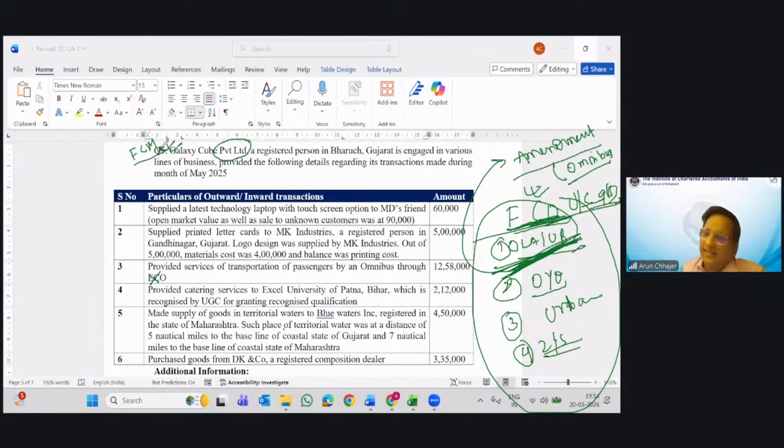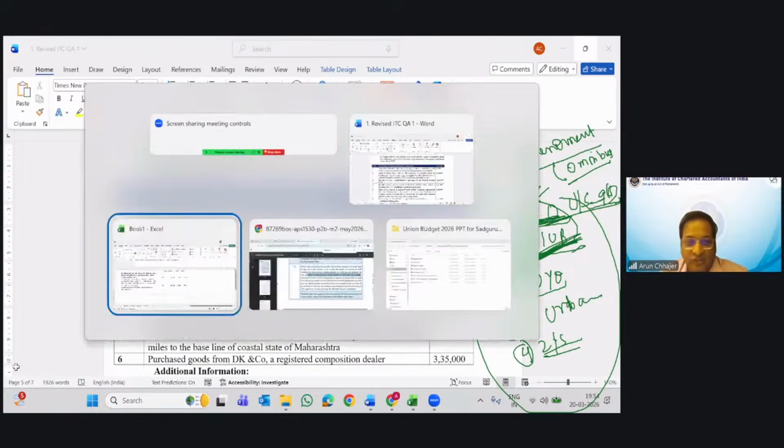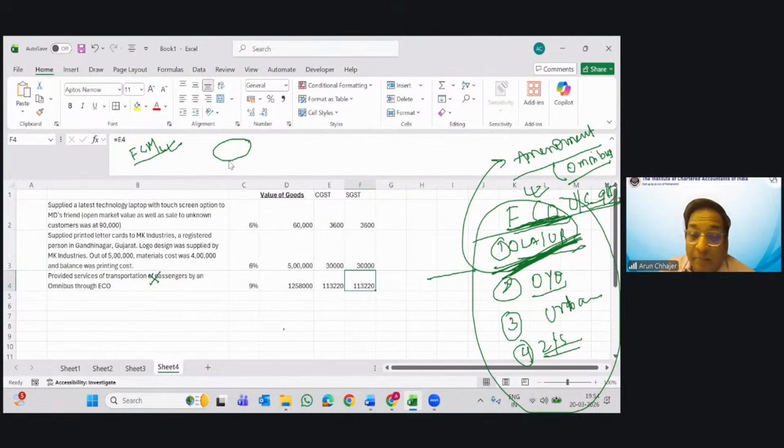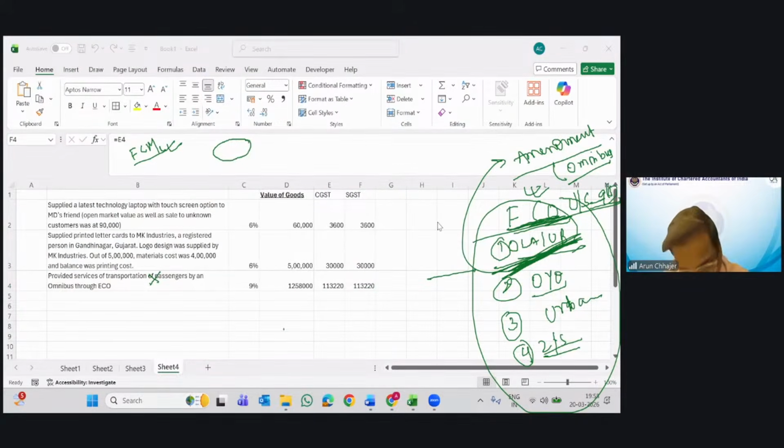So what would be the answer? The answer is very simple. You will simply multiply 12,58,000 by 9%. The answer is very simple, but the concept is tough. So 12,58,000 is the value and 9% of it is 1,13,220. So this would be very simple, but the reasoning was very important. Is it clear to all?